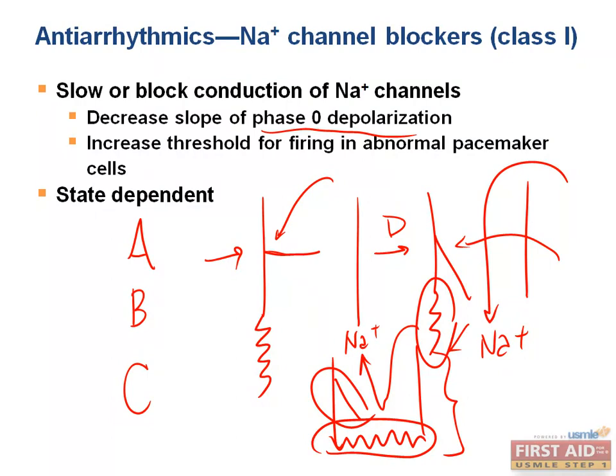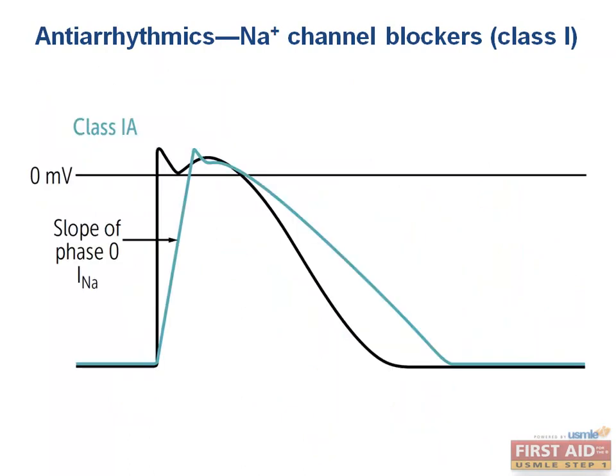So more depolarizations, more times that the channel cycles through this process, and more times that it will be able to bind because the channels will be more frequently in this state and in this state. And that is why they are state-dependent antiarrhythmics.